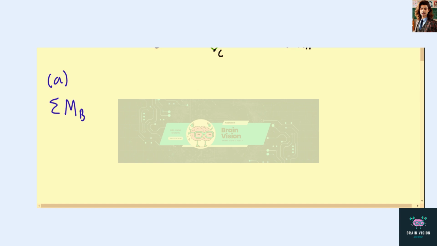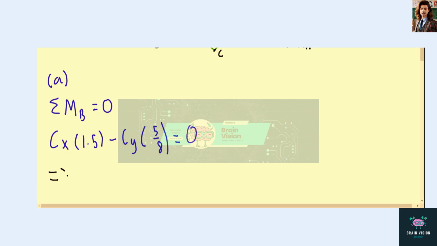So the sum of moments about point B is equal to 0, which you can write as the x component of the force C times 1.5 minus the y component of the force C times 5/8 is equal to 0. And solving this expression for C of y, we get a value of C of y that is equal to 2.4 times C of x.